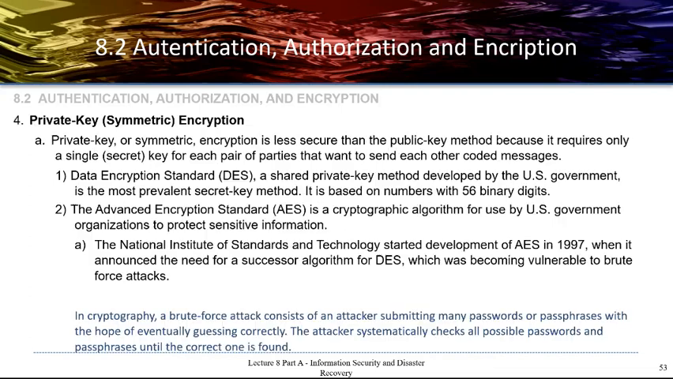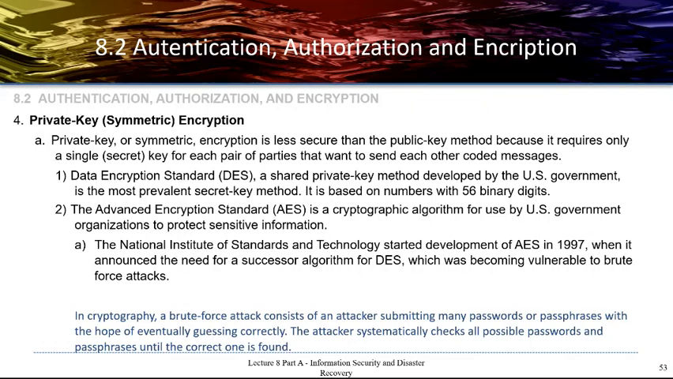So the private key, we discussed symmetric encryption. The private key or symmetric encryption is less secure than the public key method. So if only a private key is sent, somebody can capture that one. It requires only a single secret key for each pair of parties that want to send each other coded messages. So the Data Encryption Standard, a shared private key method developed by the US government, is the most prevalent secret key method. It is based on numbers with 56 binary digits.